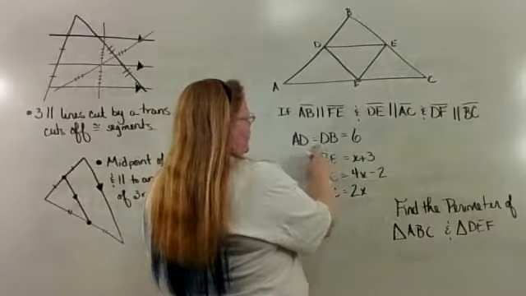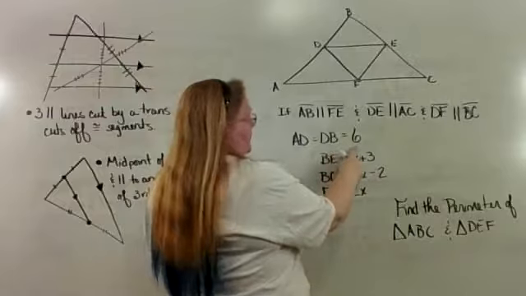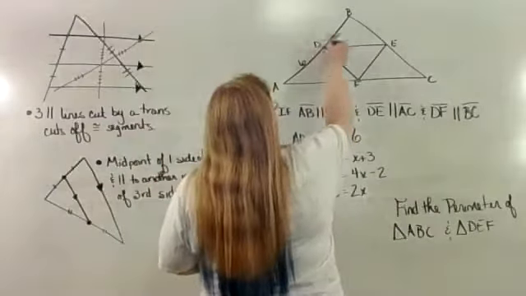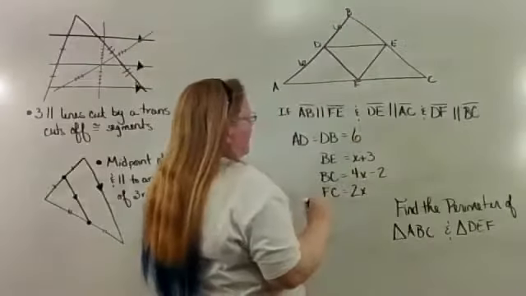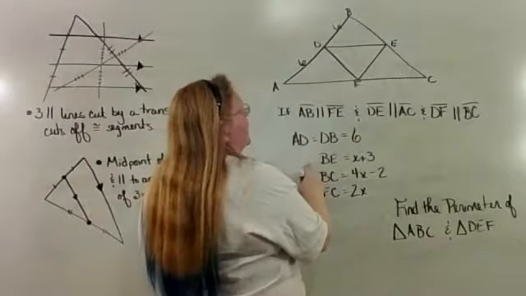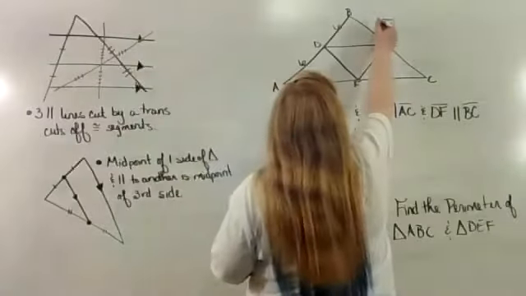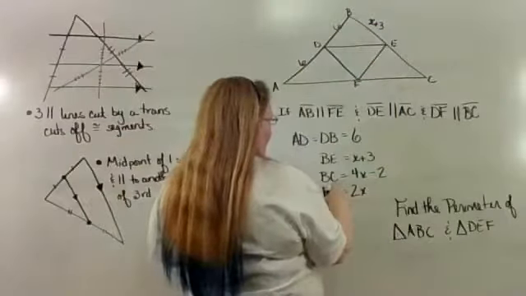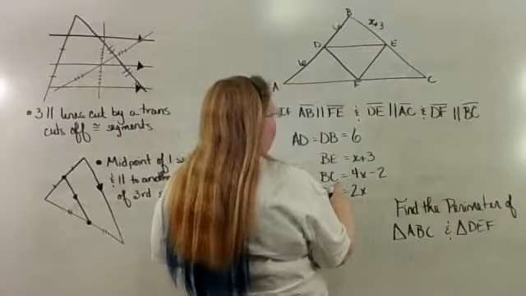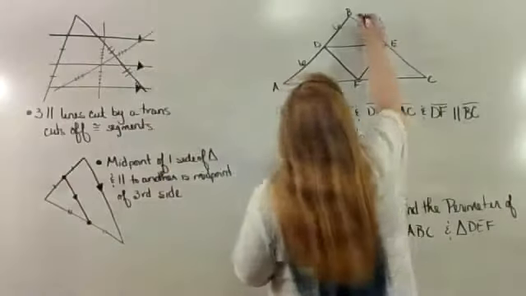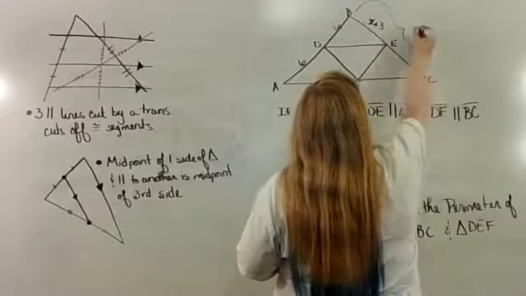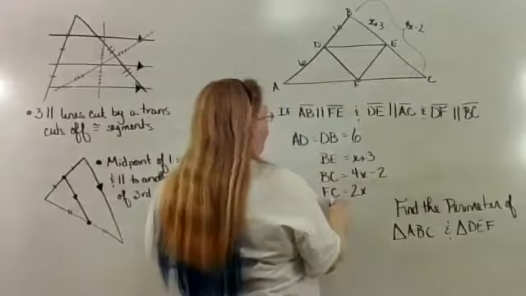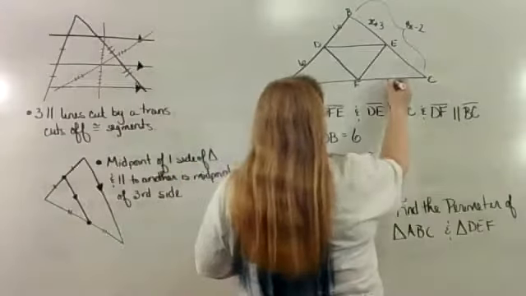AD is equal to DB is equal to 6. That means both of those are going to be 6. So I'm going to go ahead and mark that up here. And then it says BE is x plus 3, and BC is 4x minus 2. That's that big one. And FC is 2x.